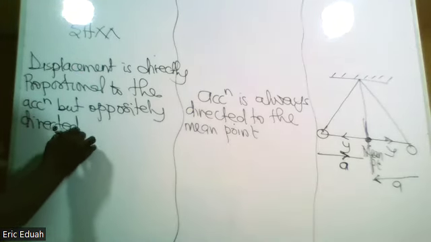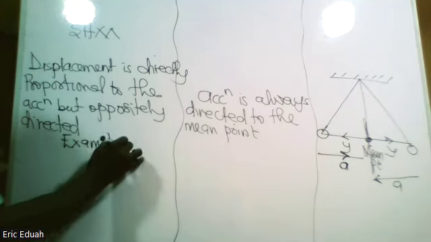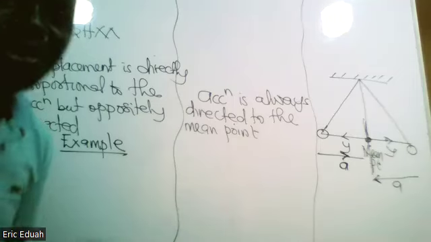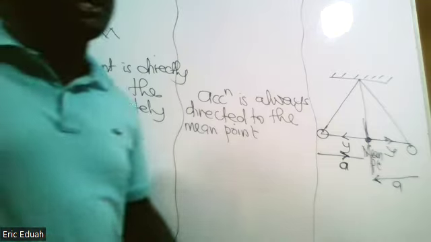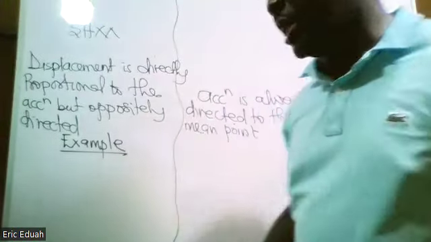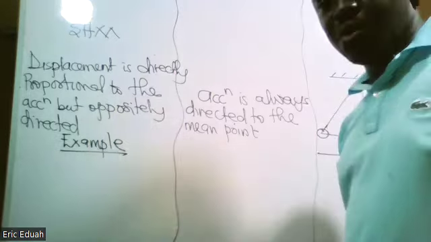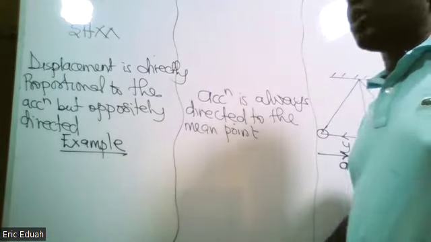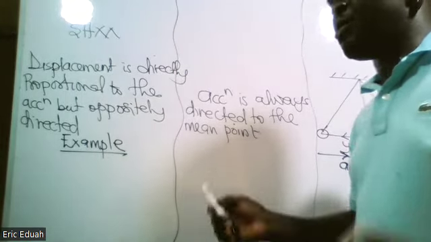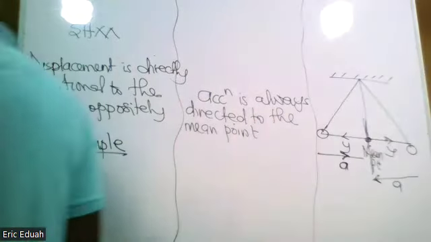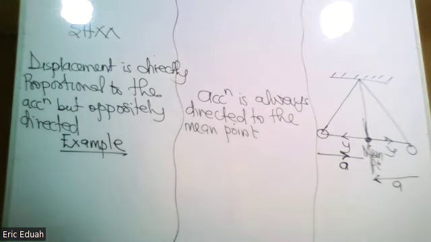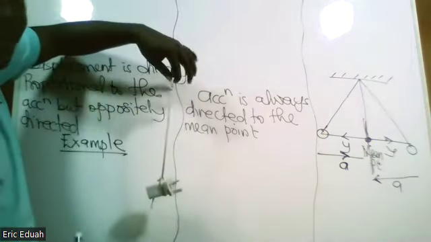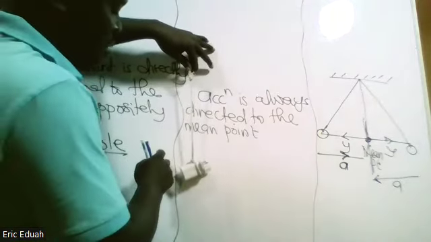Now, examples of SHM. The good news is that all examples we made mention of in oscillatory motion are examples of simple harmonic motion. So the motion of a simple pendulum, the motion of a loaded test tube, the motion of the cantilever suspension, the motion of the bifilar suspension. These are all examples of simple harmonic motion.